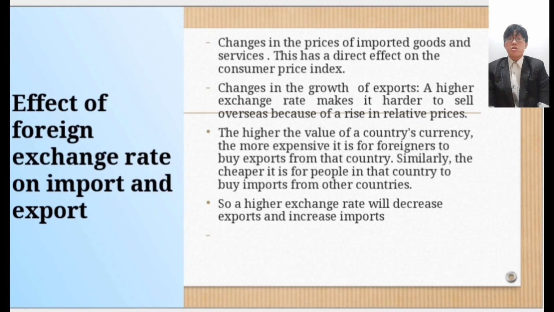It is the opposite situation for the foreigner when the value of the ringgit is lower than other currencies. The higher the value of a country's currency, the more expensive it is for foreigners to buy exports from that country. Similarly, the cheaper it is for people in that country to buy imports from other countries. So I conclude that a higher exchange rate will decrease exports and increase imports in that country.